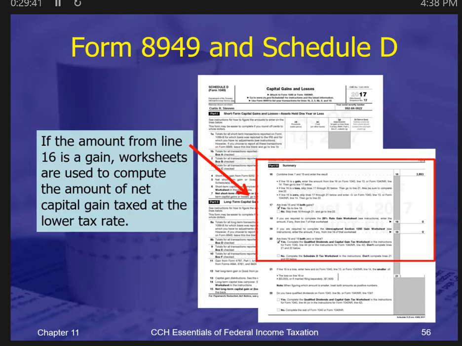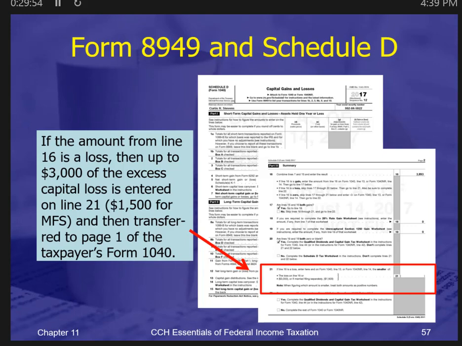And this is where you calculate the tax by breaking out the amount that we showed you earlier, the amount for capital gains versus the amount of ordinary income, and apply the tax rates. If it's a loss, this is where you show that you're going to use $3,000 this year, and then the rest is going to carry forward to the following years.